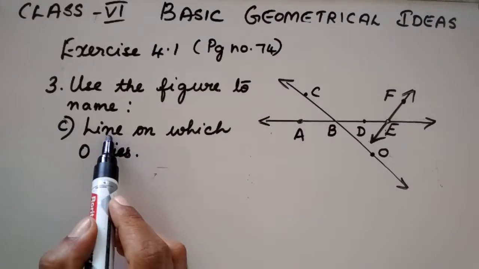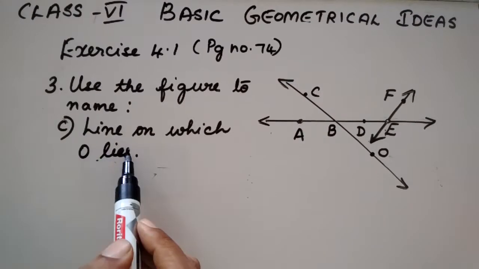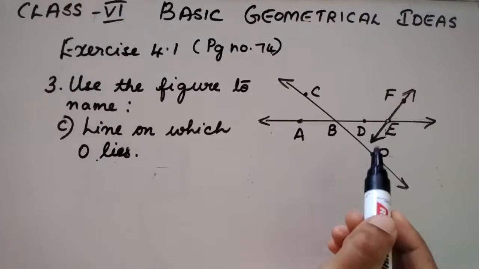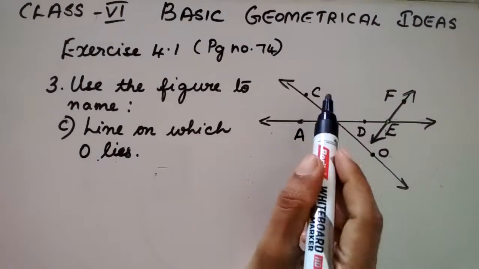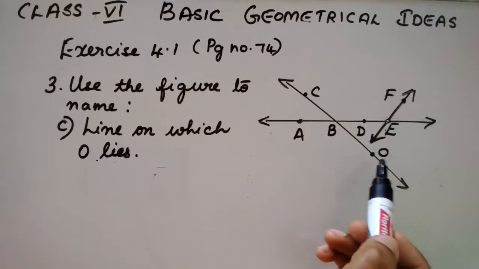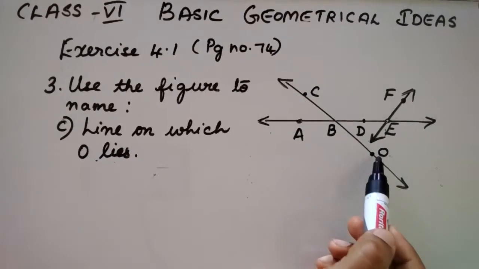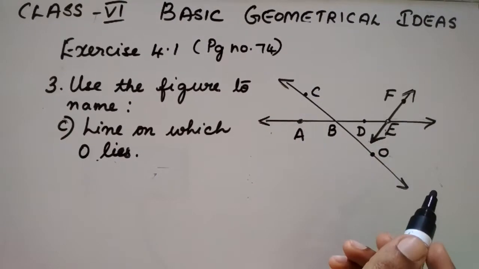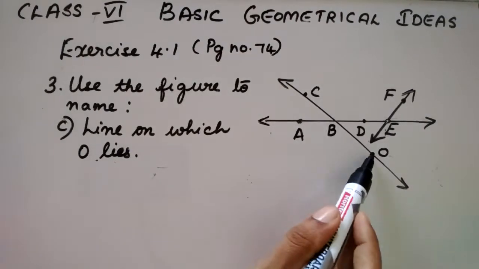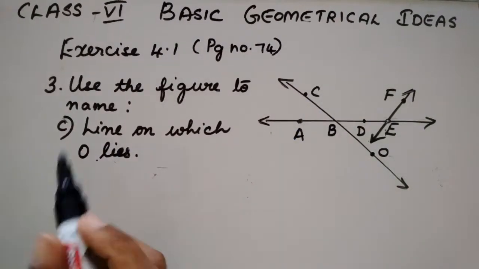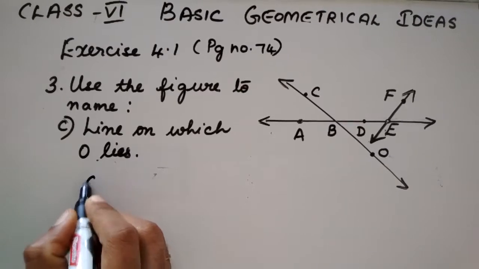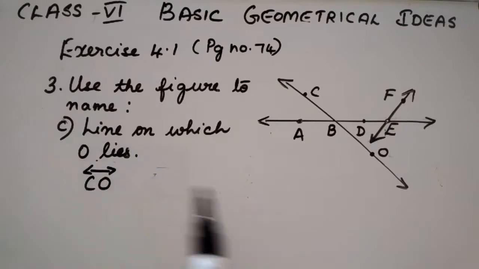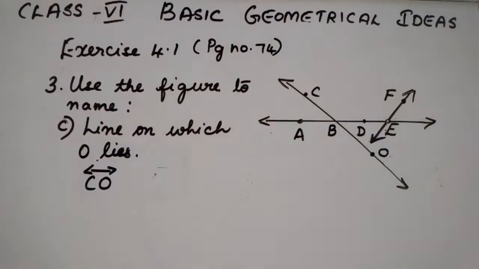Next, C, a line on which O lies. So point O lies in which line? It is on line CO, isn't it? So the answer is line CO. You can also write it as OC. That is also correct. So it is CO. Line on which O lies. That is the line CO.